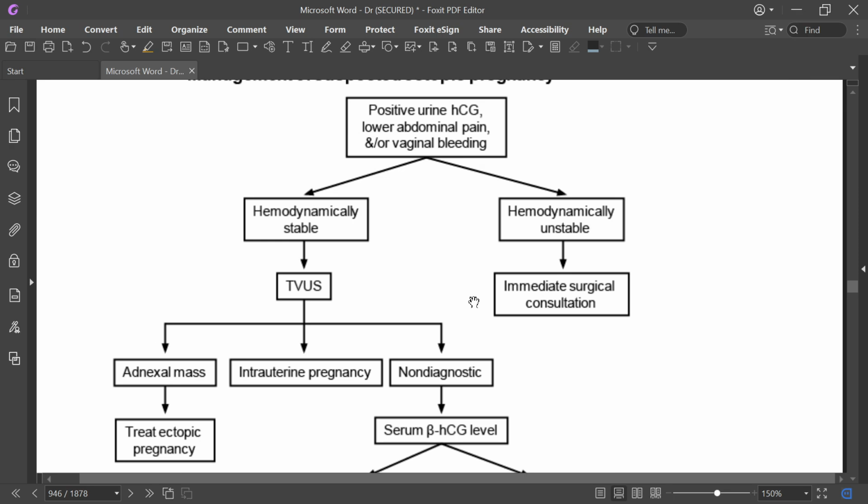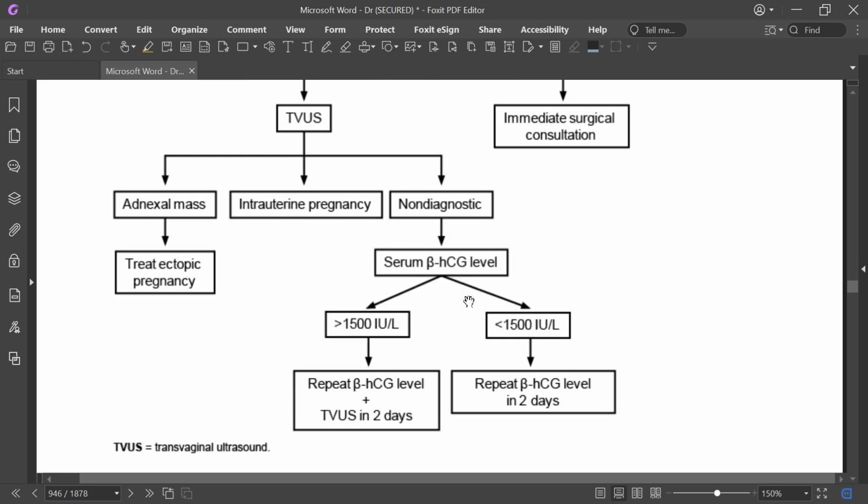Positive urine beta HCG, low abdominal pain, vaginal bleeding. If the patient is hemodynamically unstable, immediate surgical consideration. If hemodynamically stable, transvaginal ultrasound. If adnexal mass, treat as ectopic pregnancy. Other outcomes are intrauterine pregnancy and non-diagnostic. Serum beta HCG more than 1500: repeat beta HCG and transvaginal ultrasound in 2 days. If less than 1500, repeat beta HCG in 2 days.